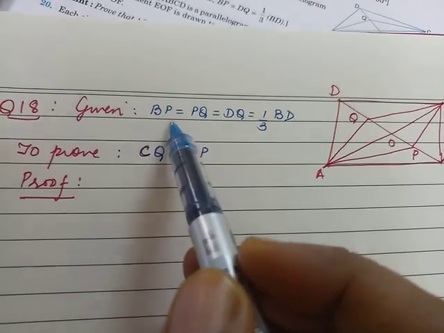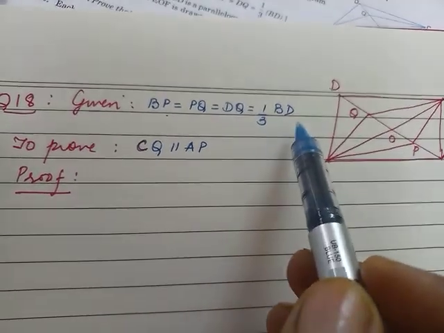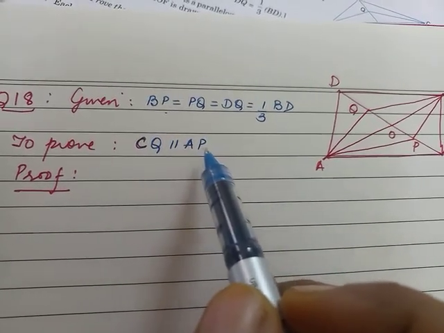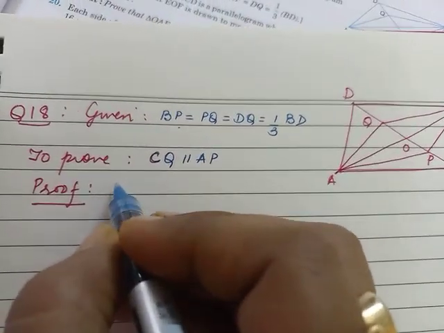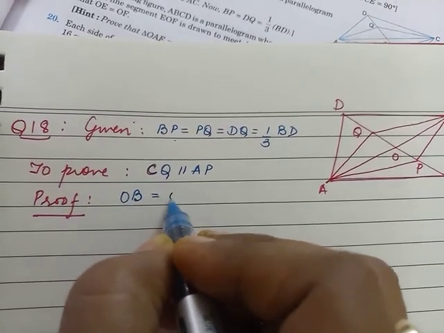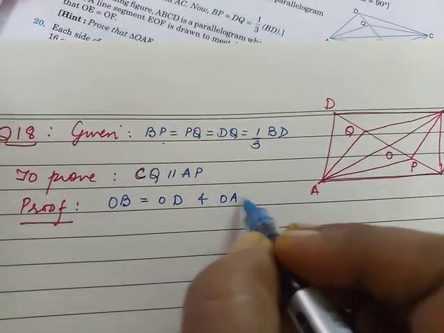Given BP is equal to PQ is equal to QD, that is 1/3 of BD, and we have to prove that CQ is parallel to AP. So let's start with the proof. OB is equal to OD and OA is equal to OC.